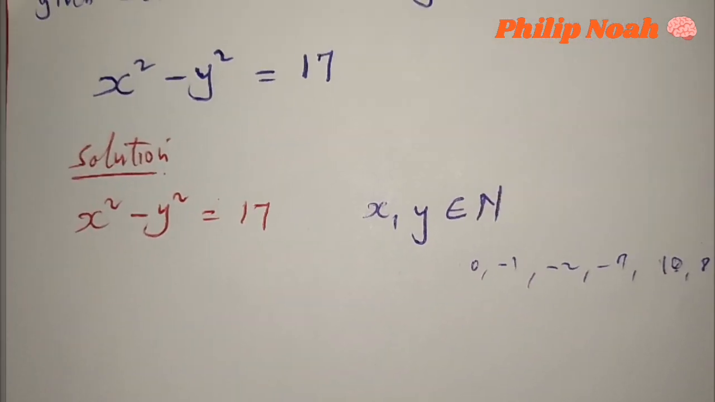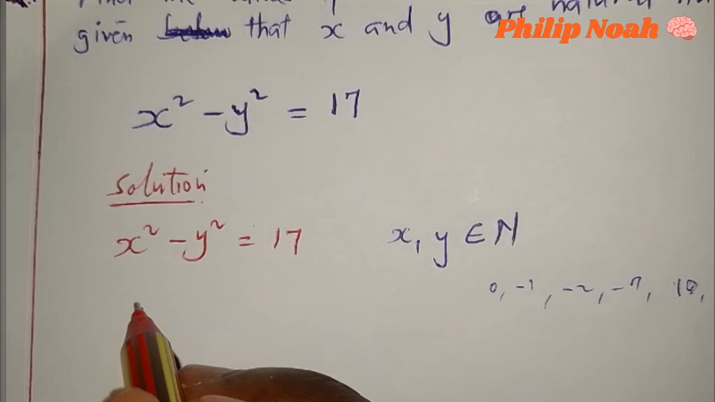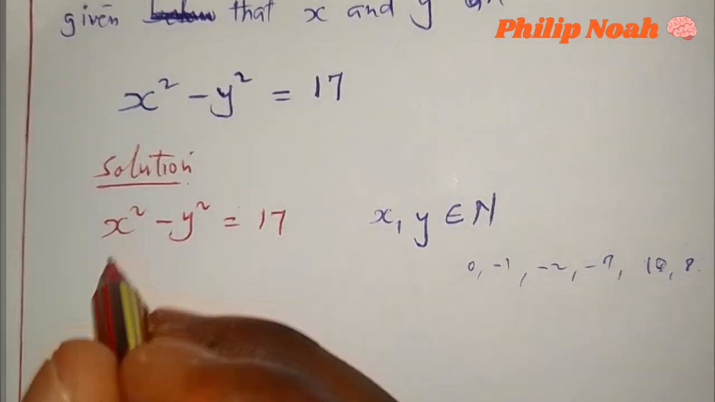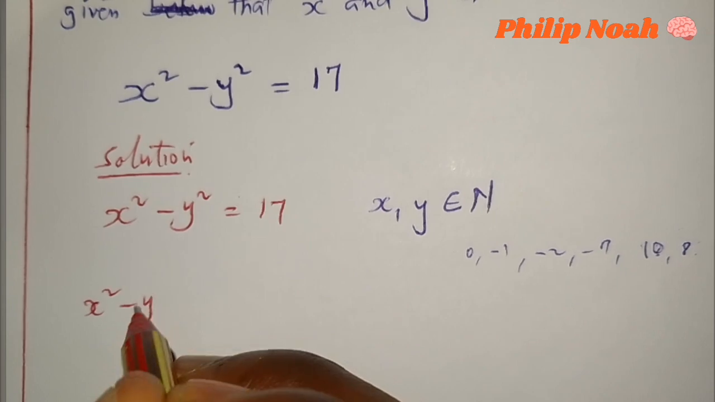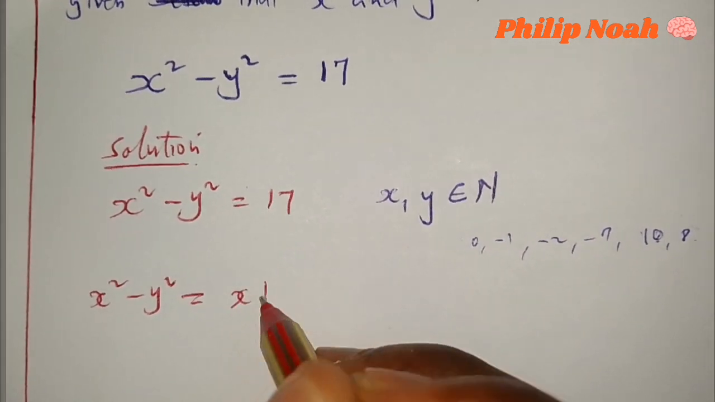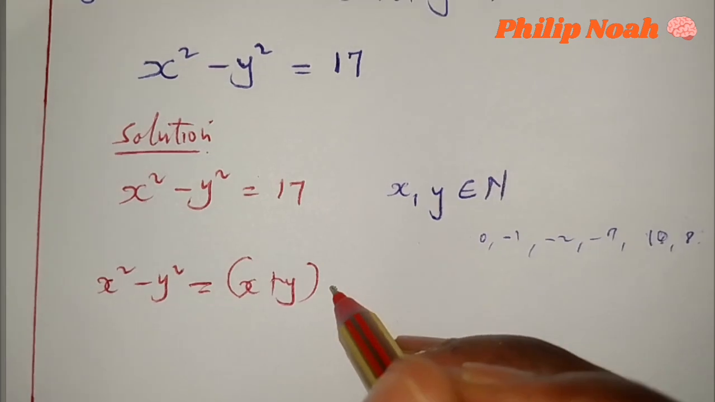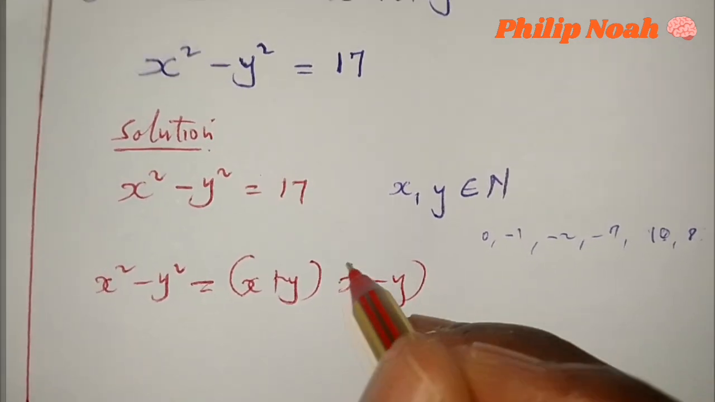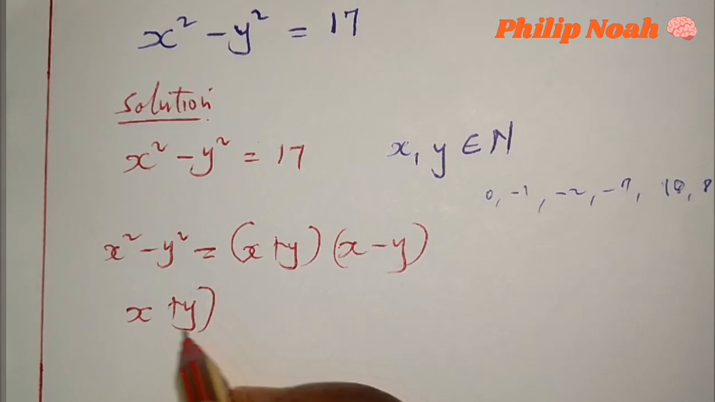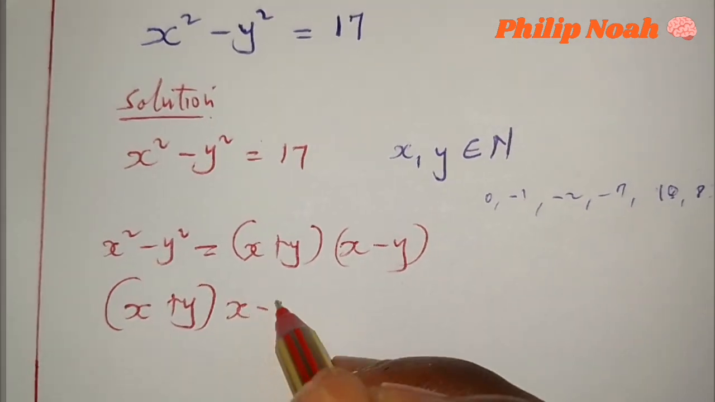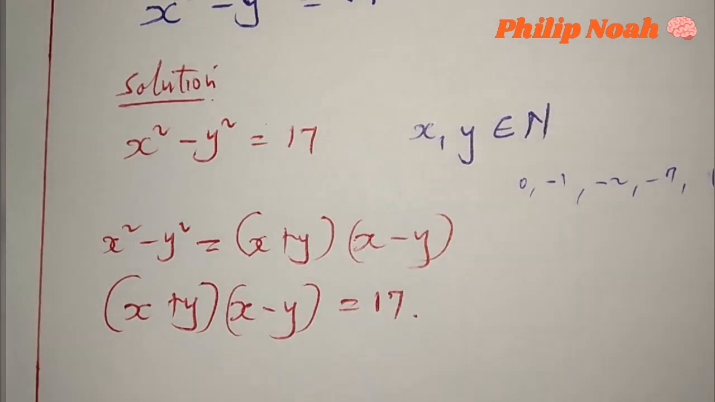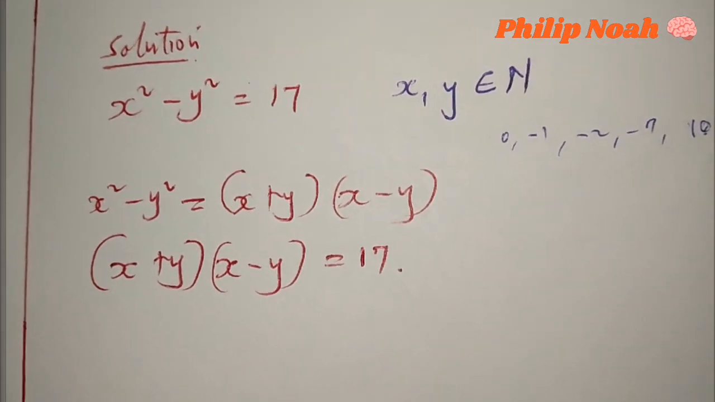So let's solve it and see. We have x squared minus y squared is equal to 17. This one here, x squared minus y squared, can be written as (x plus y)(x minus y) if we expand. So here you shall say (x plus y)(x minus y) is equal to 17. Hope you understand, genius.